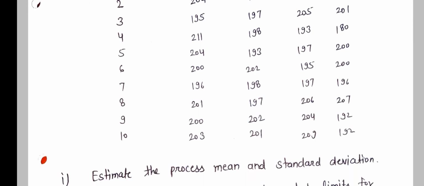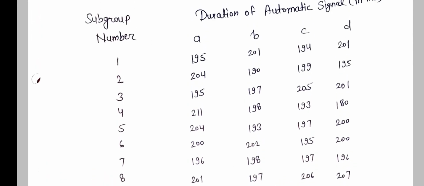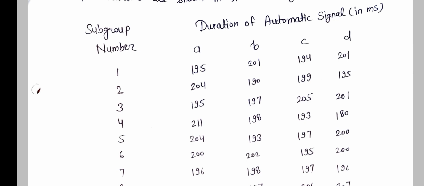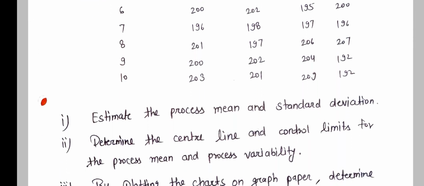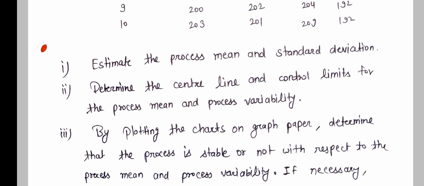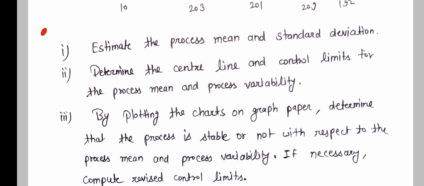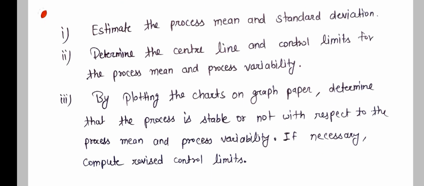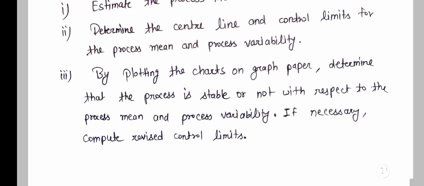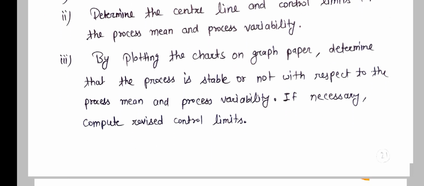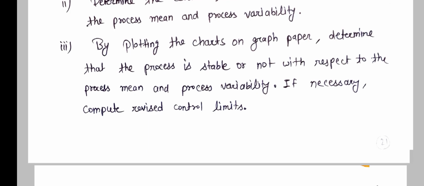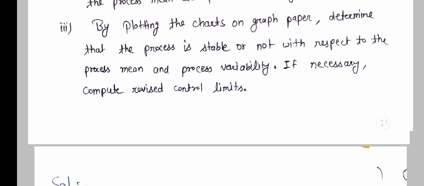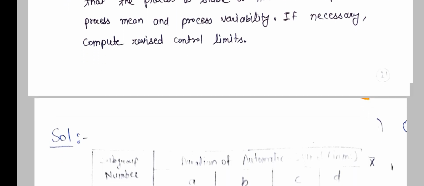Subgroup numbers are here, the 10 subgroups, and the duration of the automatic signal for A, B and C are given here. The first question is to estimate the process mean and standard deviation and determine the center line and control limits for process mean and process variability. The third one is, by plotting the charts on graph paper, determine whether the process is stable or not with respect to the process mean and process variability. If necessary, compute revised control limits.